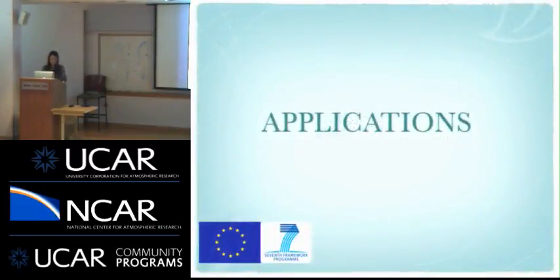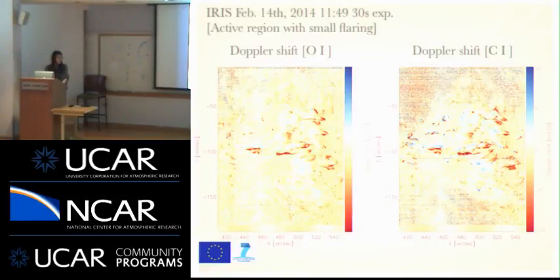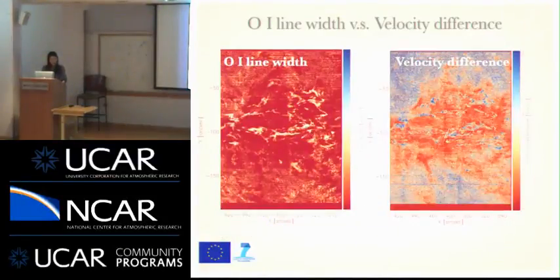So now I'm going to show a couple of examples of how we can really use these diagnostics. First, this is the data of an active region with a small flaring event. So of course we can create a velocity map by using the Doppler shift for both lines. And if we take the difference between these two maps, we can create the map on the left, the velocity difference. And to compare, we have the oxygen line width on the right.